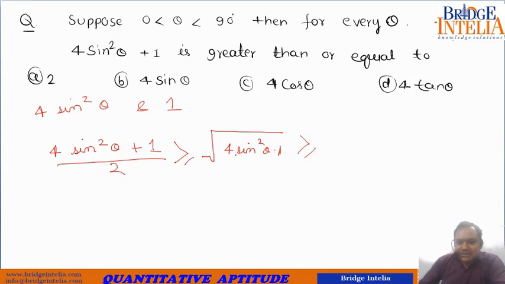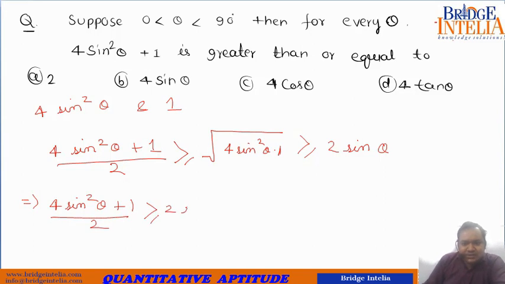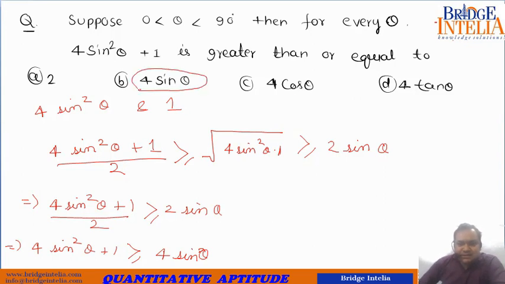So this actually comes out to be 2 sine theta. So what can you conclude? You can conclude that (4 sine square theta plus 1) divided by 2 is always greater than or equal to 2 sine theta. So I can say from here that 4 sine square theta plus 1 is always greater than or equal to 4 sine theta. So this will be the correct answer. So let's proceed.